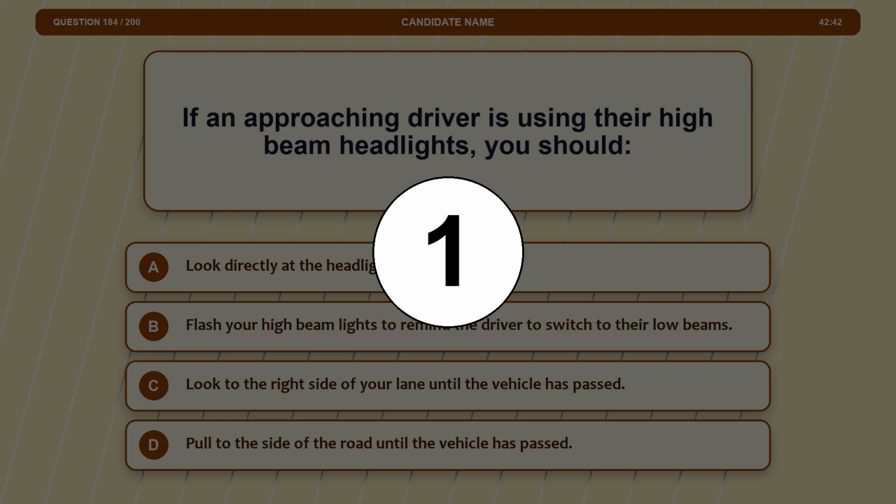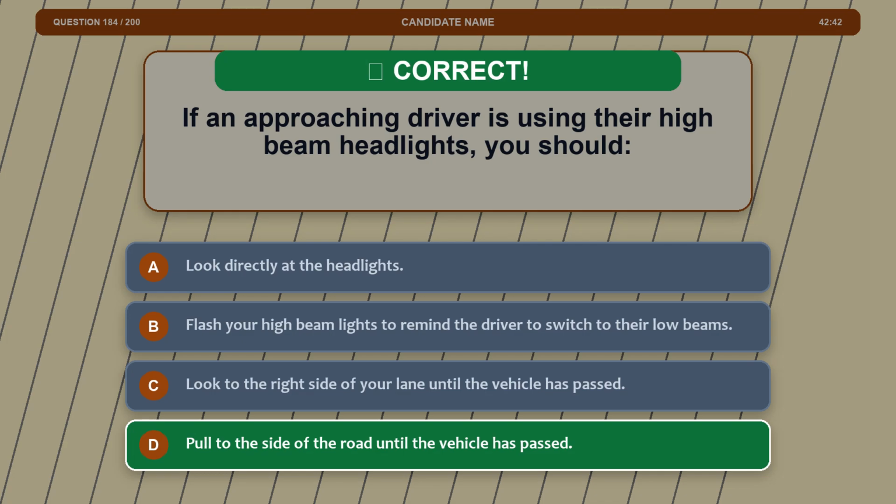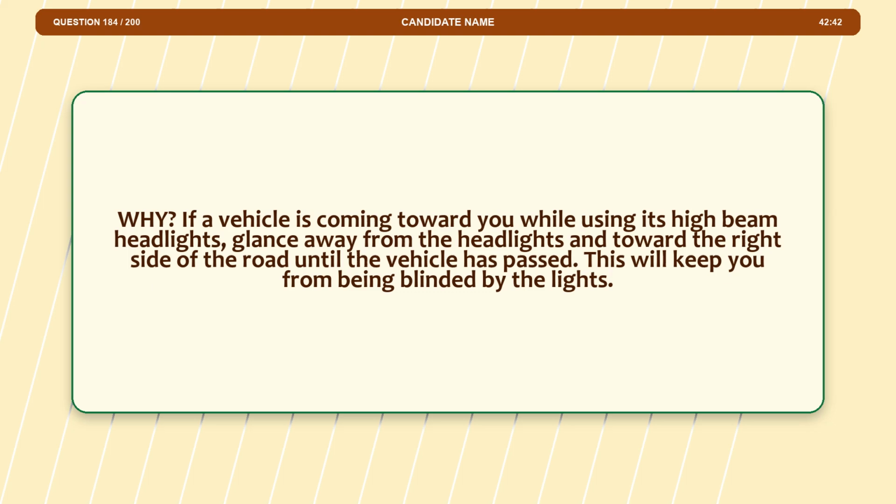The correct answer is option D. Pull to the side of the road until the vehicle has passed. Explanation: if a vehicle is coming toward you while using its high beam headlights, glance away from the headlights and toward the right side of the road until the vehicle has passed. This will keep you from being blinded by the lights.